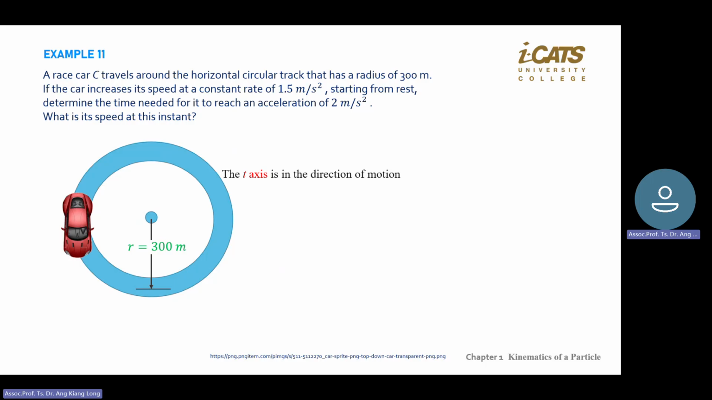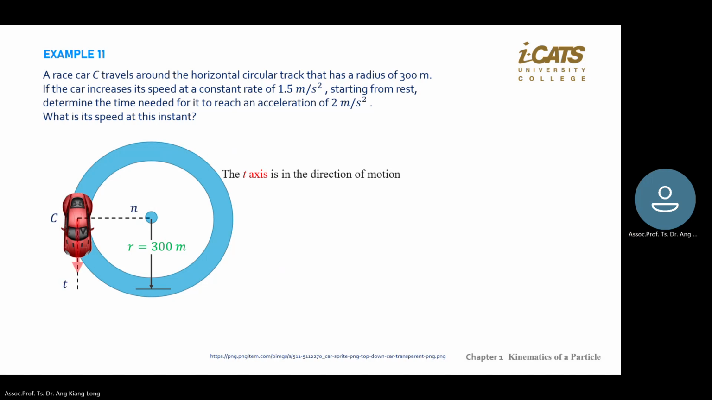So given the radius, observe the steps. First, put in the axis of normal and tangent on the object. The first step: where is the tangent? Go down. Where's the normal? Here. If you don't know, use your hand. Okay, so normal, tangent. First step, draw the axis.